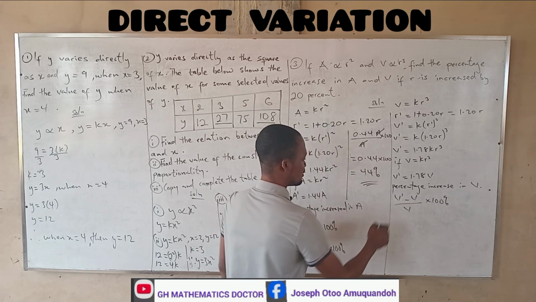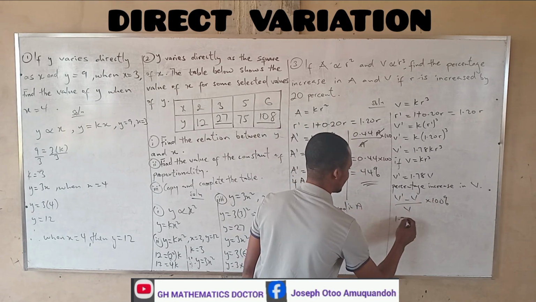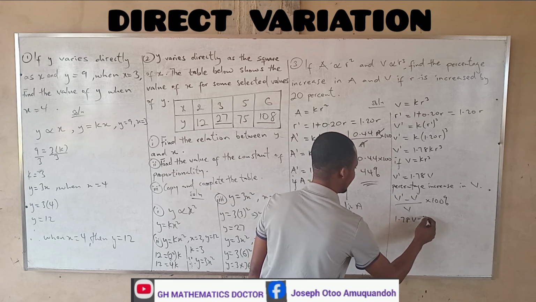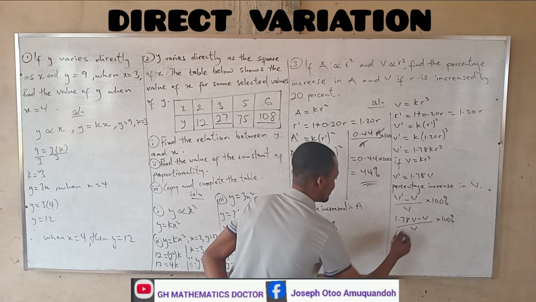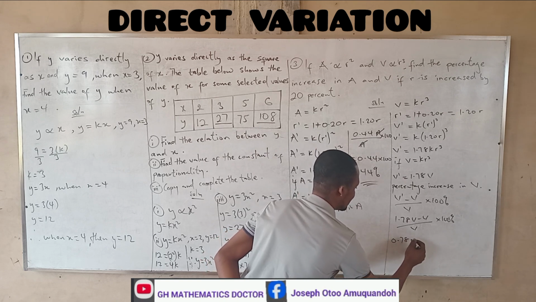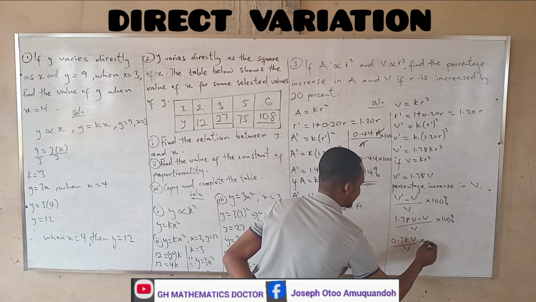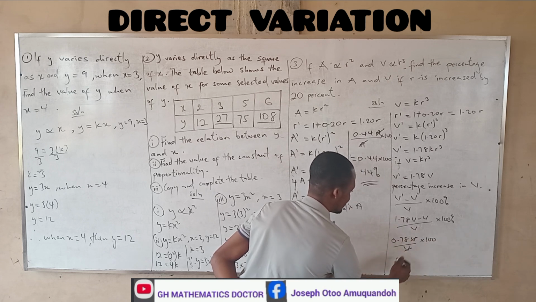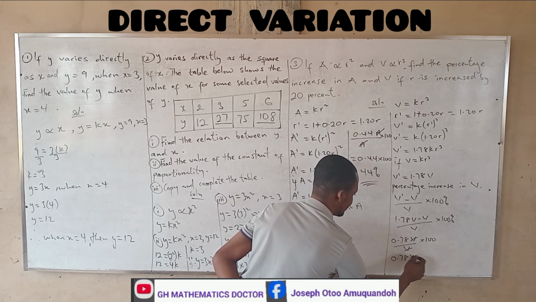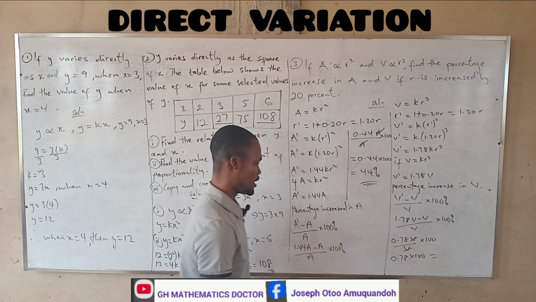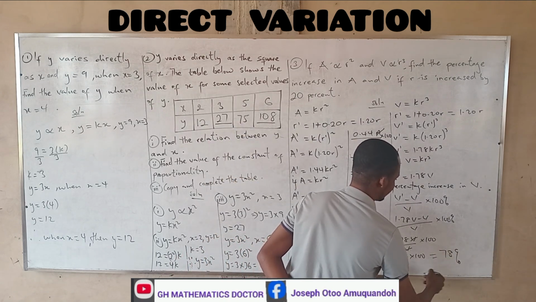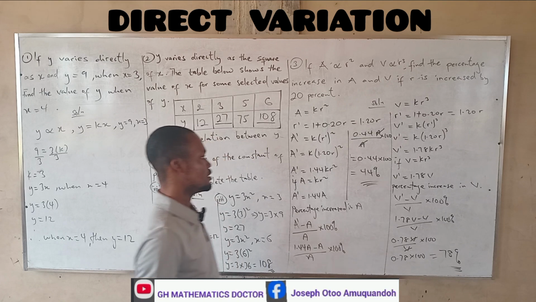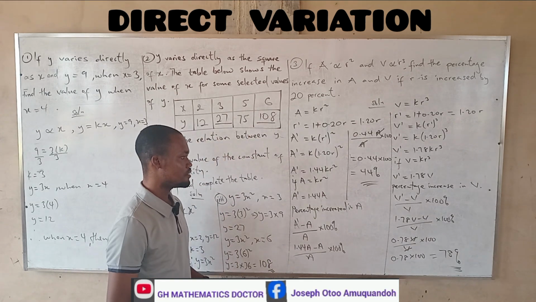And the formula is the change in V, that is V prime minus V over V times 100%. And we substitute the V prime here, which is 1.78 V minus V over V times 100%. This will give you 0.78 V over V times 100. And we cancel out this, leaving 0.78 times 100. And our final answer will be 78%.